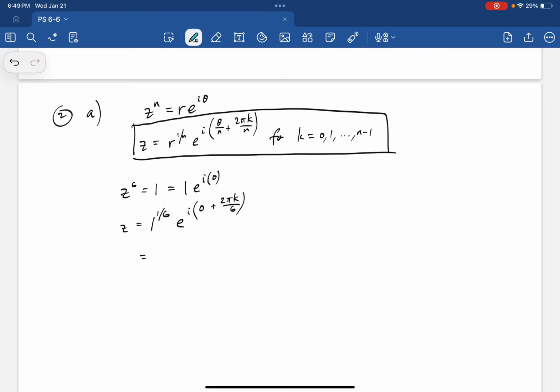And if we simplify that, we're just going to get e to the power of i times pi k over 3. Okay, we're going to remember what is k, right? k is going to be 0, 1, all the way to 5.